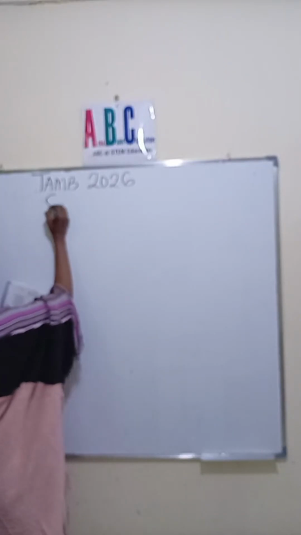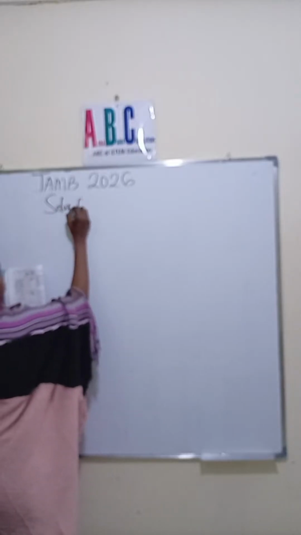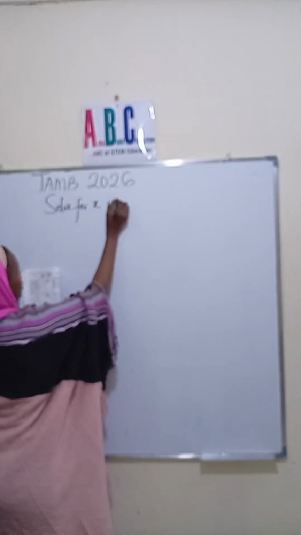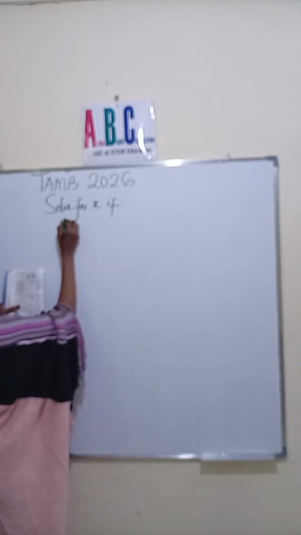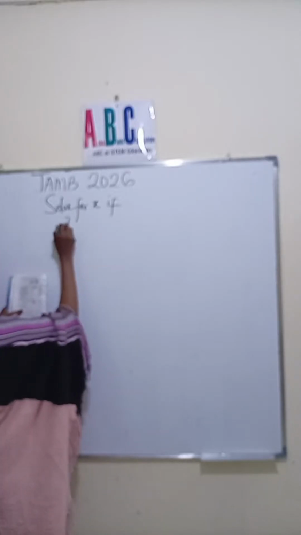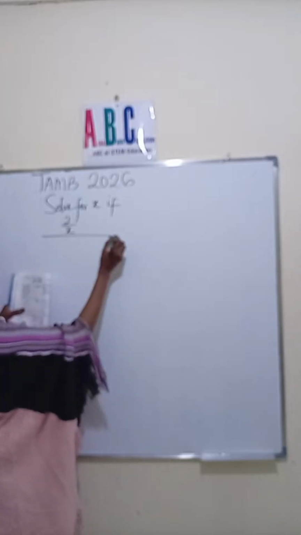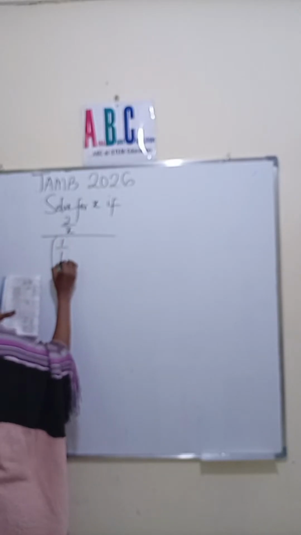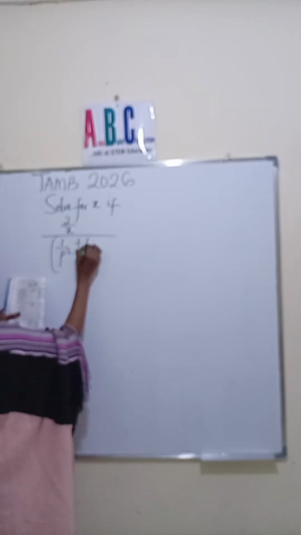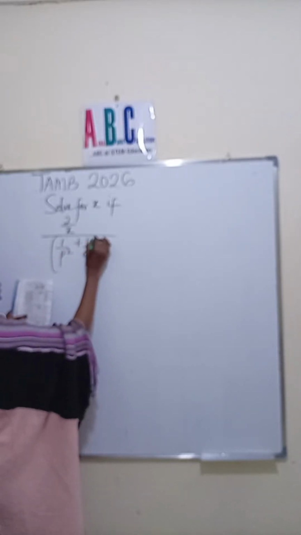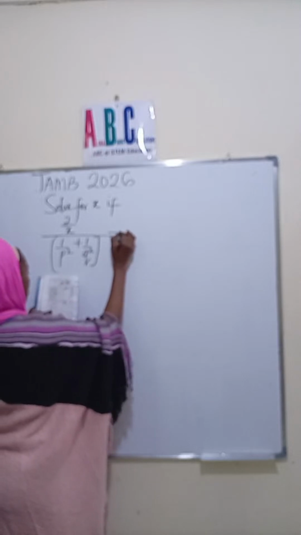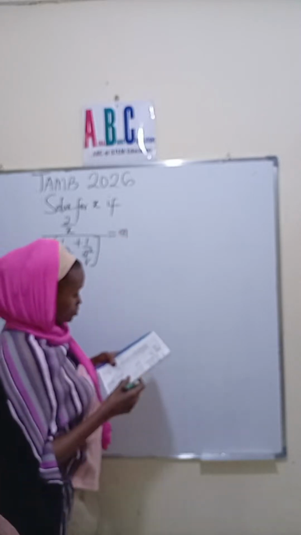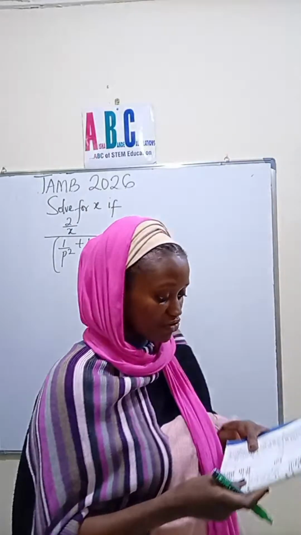So the last question says solve for x if... there is this guy, let me check for his name. He will be the one to come and solve this question for us. 2 over x, open bracket 1 over p squared plus 1 over q squared, close bracket, is equal to m. So let's solve this. This is just simplification.